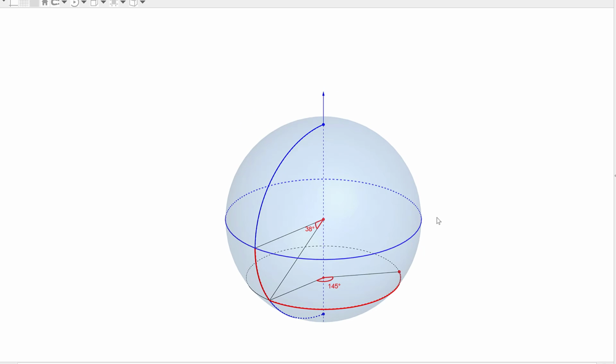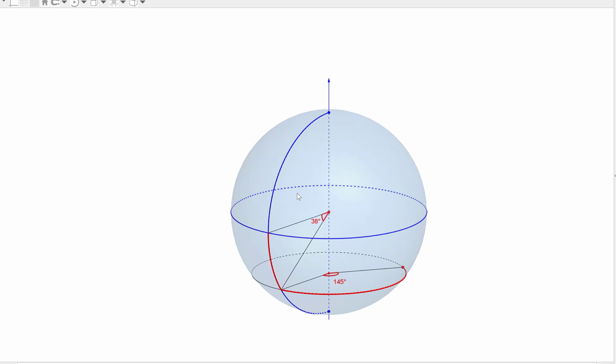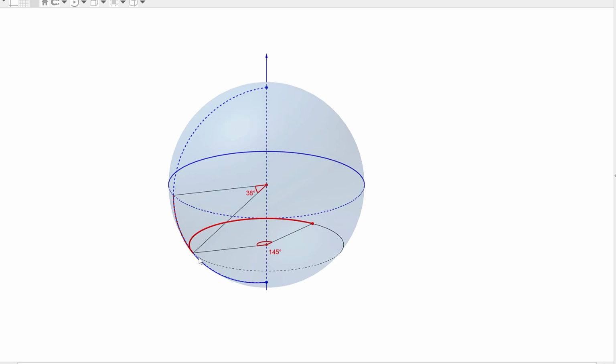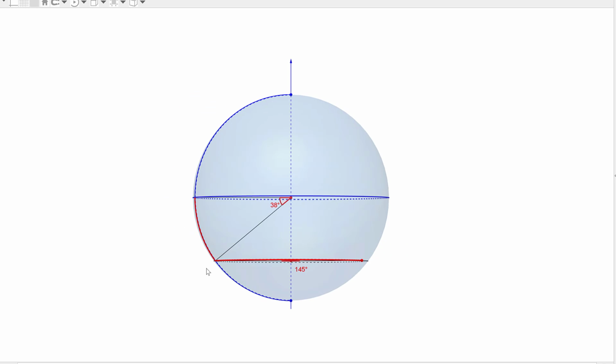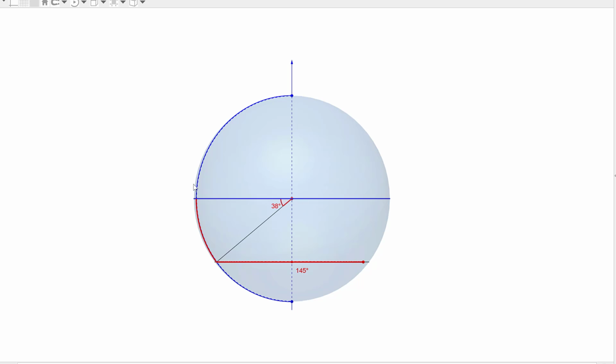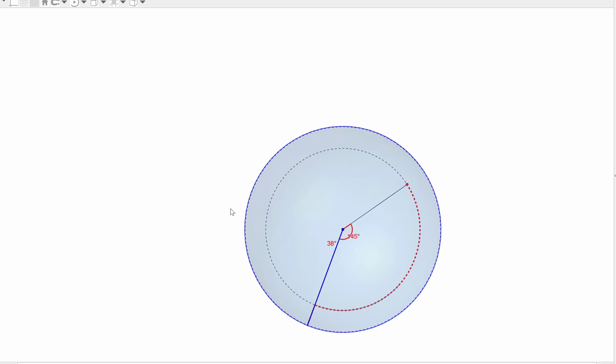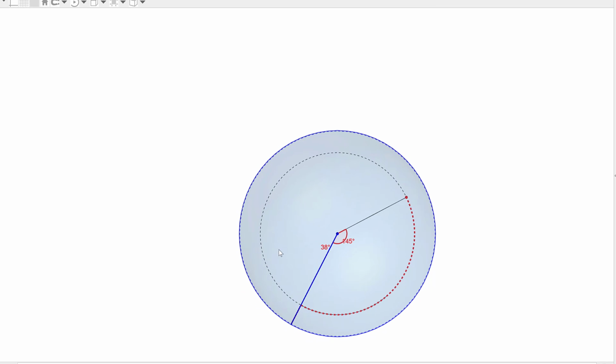So we've got our prime meridian, this solid blue meridian, and our equator, the solid blue circle around the center of the Earth there. So we can see that we've got our 38 degrees south. So if I were to turn this diagram, there we go, so it's straight on. We can see that we've dropped 38 degrees south of the equator, but then we also have to go, if we look at it from the top, 145 degrees east of the prime meridian.